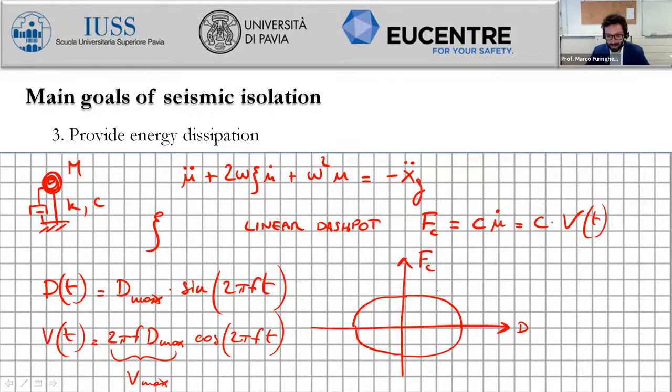So the maximum force is directly related to the maximum velocity. So this is Vmax times C. And obviously here we have the maximum displacement and zero force. We have zero force because according to the harmonic motion, we have the maximum displacement when the velocity is zero. Whenever we reach the maximum displacement, we have a horizontal tangent line in the time series of displacement. So we have automatically zero velocity. So we see that the linear dashpot provides this force displacement relation. And this means that the force displacement has hysteresis.